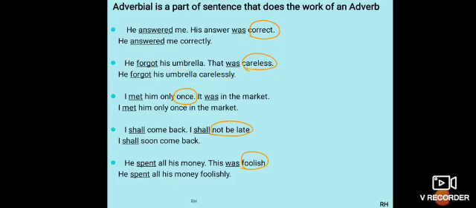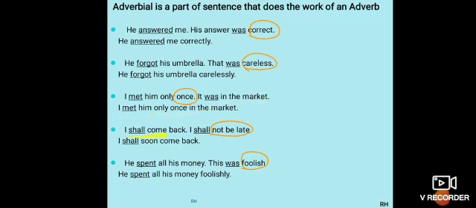I met him only once. It was in the market. So, the first finite verb is met. Second finite verb is was. So, you got two finite verbs. Now, this is showing frequency. How often or how many number of times did you meet? So, it is once. So, this is adverbial. And in addition to it, the adverb is also this only. It shows frequency, only once. So, it is, I met him only once in the market. Was is the helping verb, so we'll eliminate it.